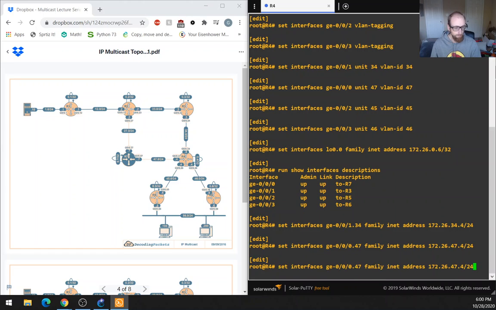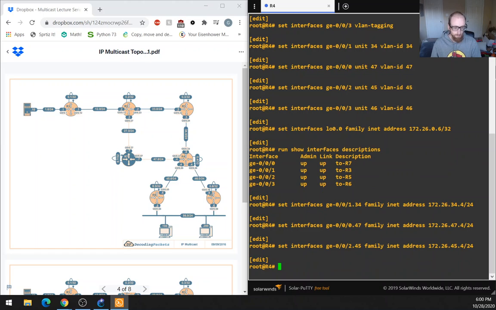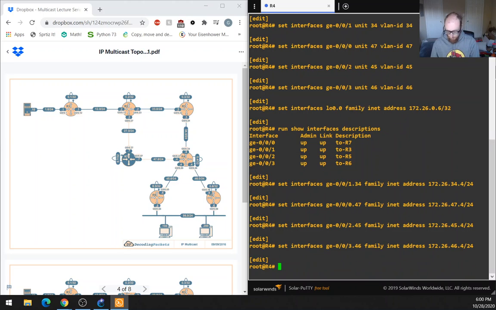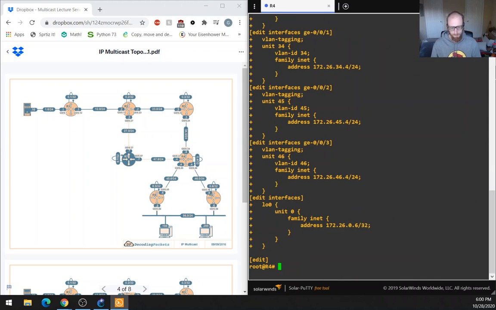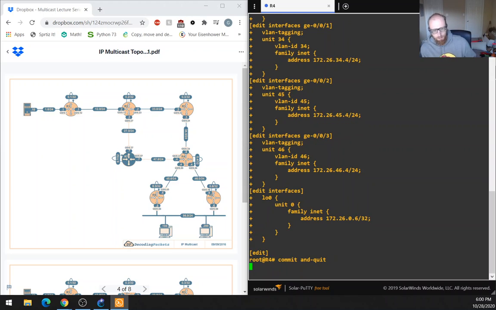Okay, router 5 has 45. Okay, and router 6 gets 46. Perfect. Yep, so everything looks good, no mistakes on this one. Might have some mistakes on the other one, but that's part of the fun of troubleshooting. I think that's part of what's going to get me better at doing this. So let's move on to router 5.